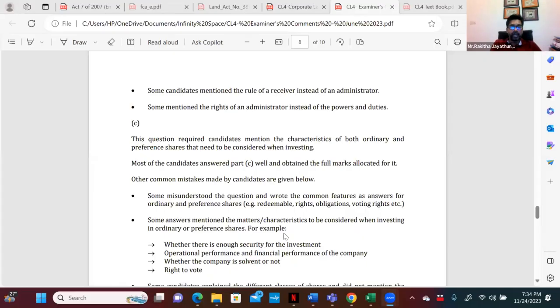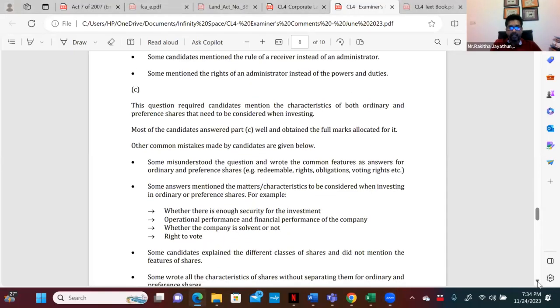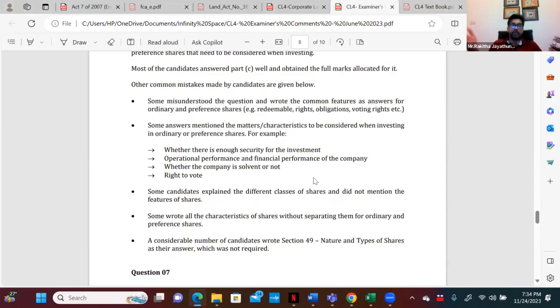Some answers mention the matters to be considered when investing in ordinary and preference shares, for example, whether there is enough security for the investment. I don't know where it comes from, when the question is so straightforward. Operational performance. I think our CA students are too intelligent, because when the question is straightforward, they're explaining something extremely complicated. Whether the company is solvent or not, right to vote, completely relevant.